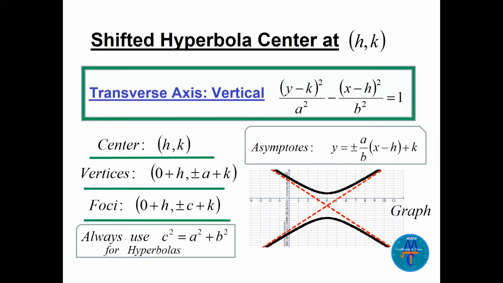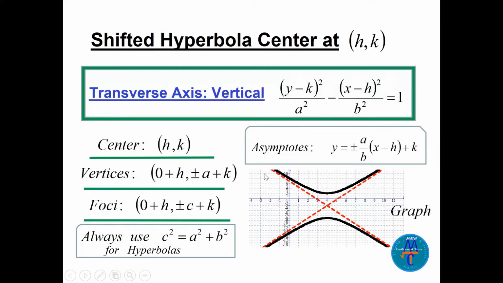Now look at the second one here. This is the second slide. Shifted hyperbolas, the transverse axis is vertical. Vertical means we start with the y. So the general equation in standard form: y minus k squared over a squared minus x minus h squared over b squared. So if the positive number is under the y, it's vertical. If the positive number is under the x, it's horizontal.